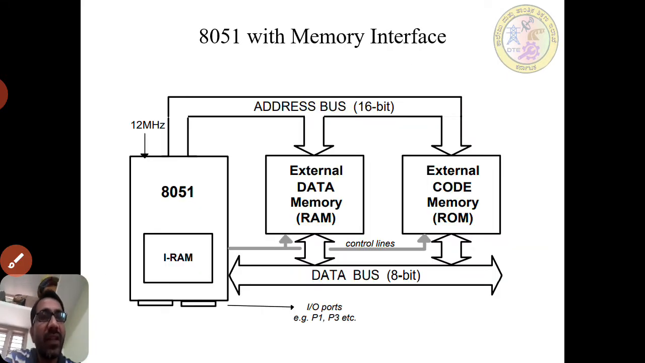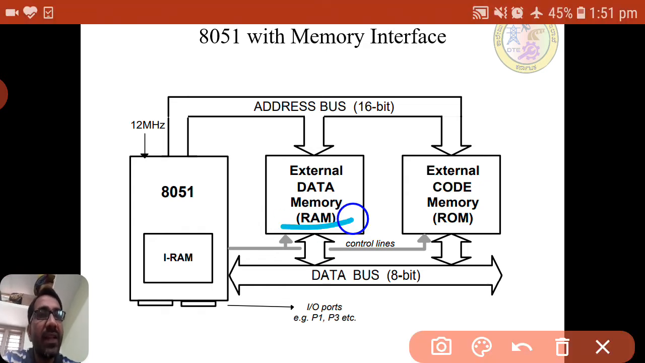Now the RAM. What is the RAM? Basically random access memory, which means the processor or microcontroller can do read and write with respect to the memory. So that we call random access memory. ROM means read only memory.